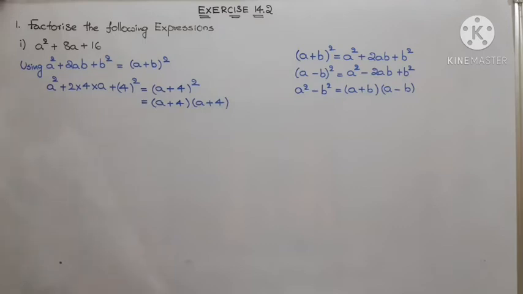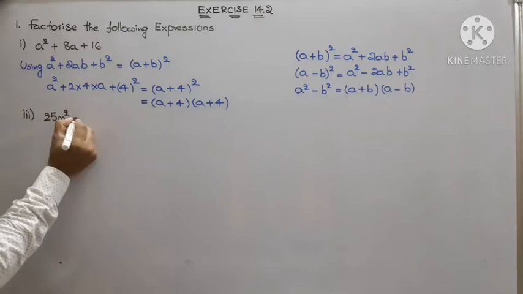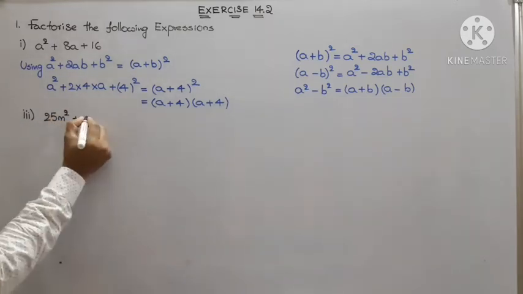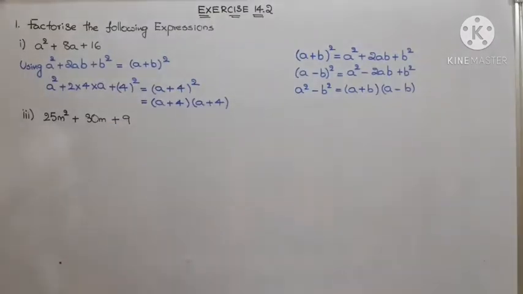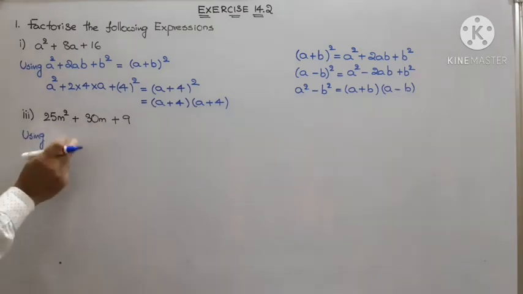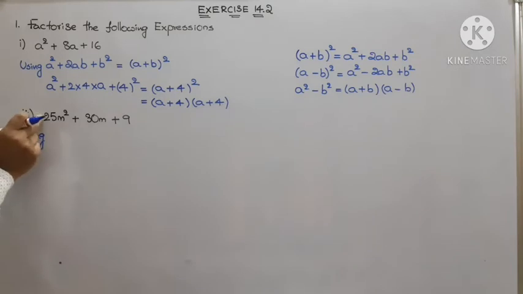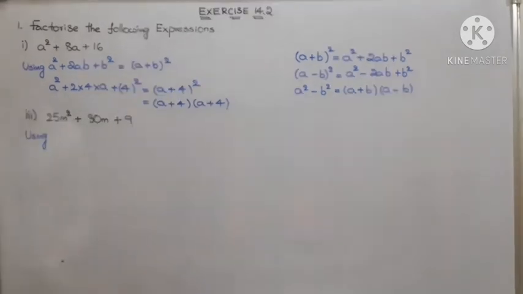Now let us check the third one, children. Third one is 25m square plus 30m plus 9. Here also we can use the same identity, a square plus 2ab plus b square, because we have plus terms. The confusion will arise when there is minus at this term. Otherwise no need to worry about identities.